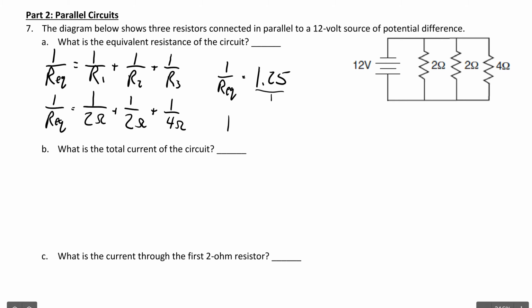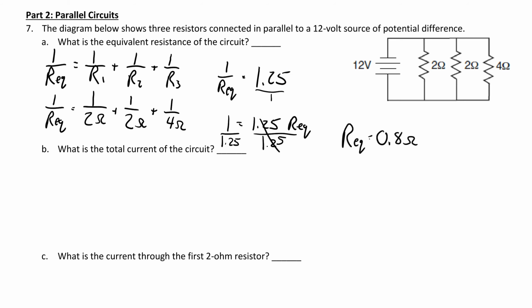So 1 times 1 is 1. This is equal to 1.25 times Req. And then you end up solving by dividing by 1.25. That cancels out. See how on this side of the equation, it looks like what we did before when you took the inverse? You just flipped the 1.25 over 1. It's the same process. You still get Req is equal to 0.8 ohms. So you could either take the inverse of both sides to solve for Req. Remember that the reason we're doing that is because of 1 over Req. We have to solve for just Req.